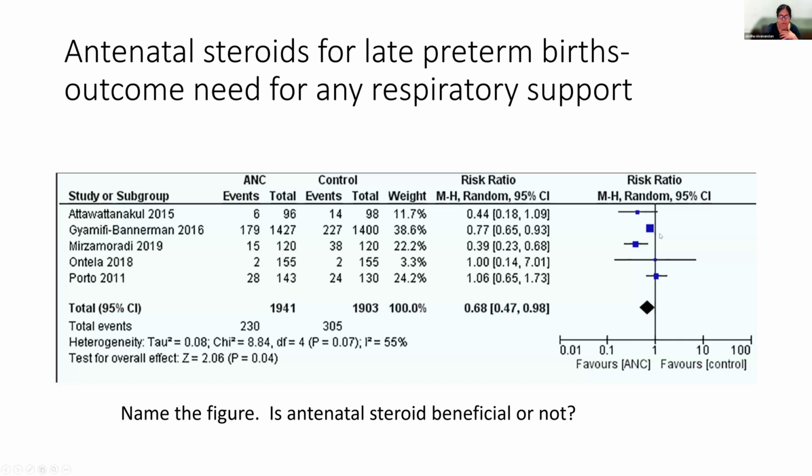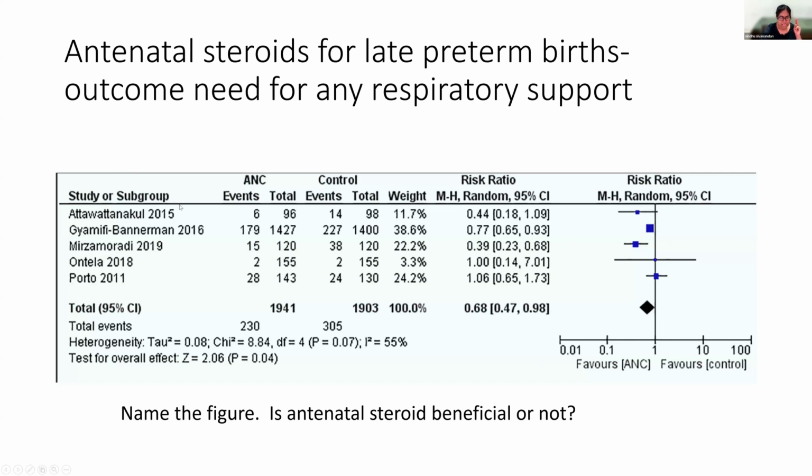So here, you have done a meta-analysis. What is the outcome here? The outcome is need for any respiratory support. What type of outcome is it? It is a categorical variable, yes or no.